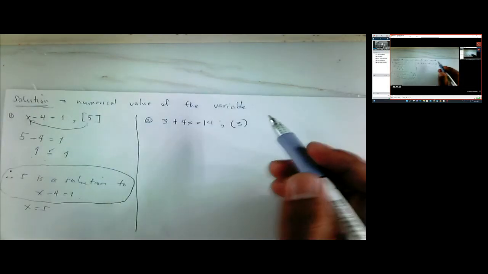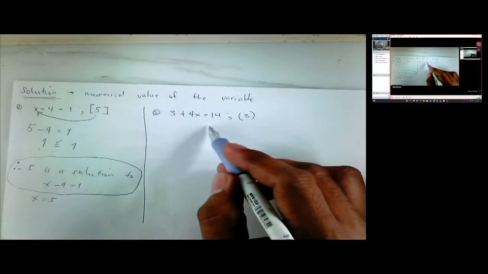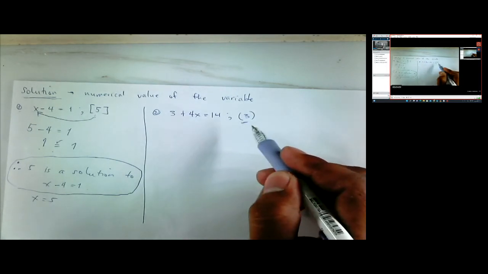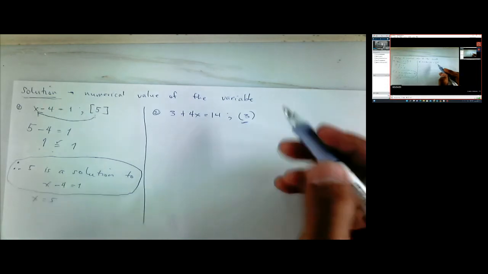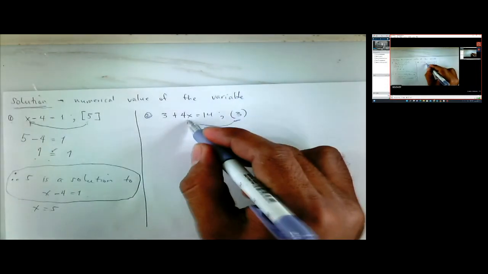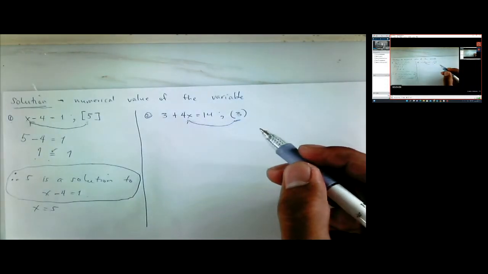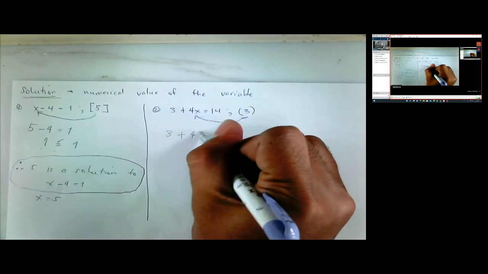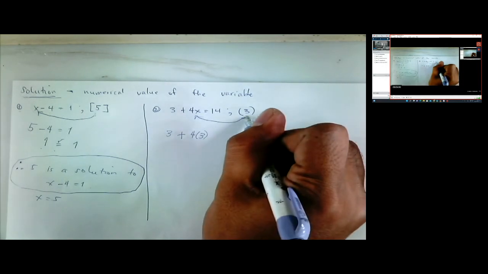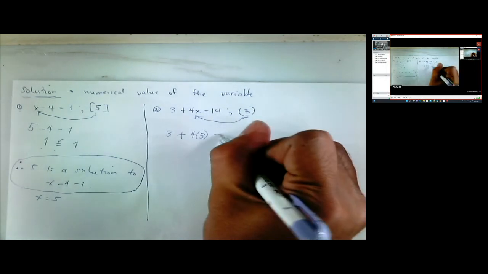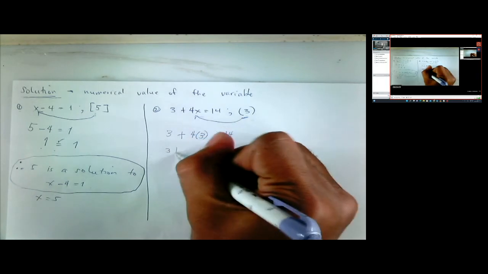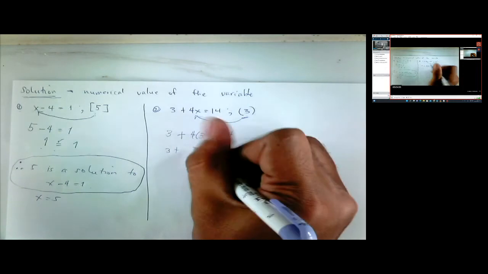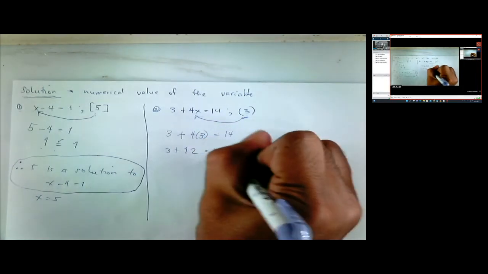Okay, now let us have another example here. 3 plus 4x is equal to 14. Let us determine if 3 is a solution or not. Let us try to substitute the given value to our x. So we will have here 3 plus 4 times 3, since the given value is 3, is equal to 14. What is 4 times 3? That is 12, right?